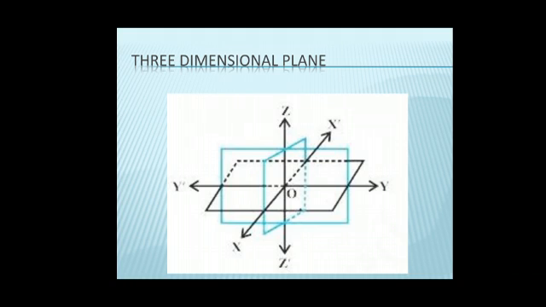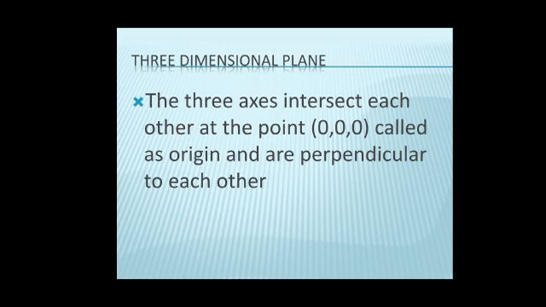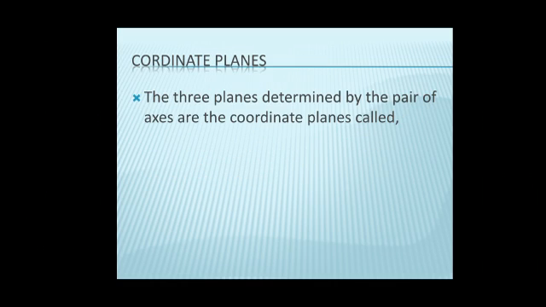In the figure you can see the three axes x, y, z intersect each other at a point O, forming a three-dimensional plane. The three axes intersect each other at the point (0, 0, 0) called the origin and are mutually perpendicular to each other.